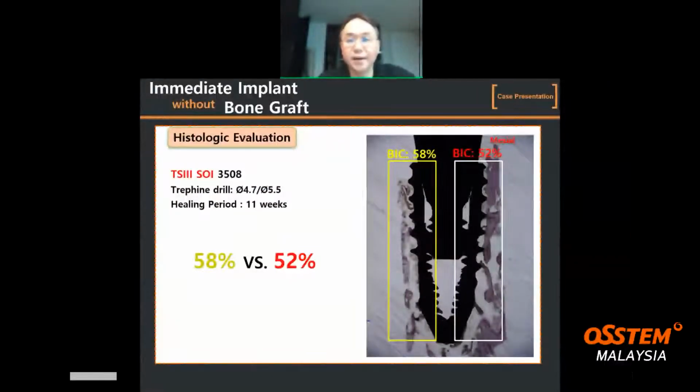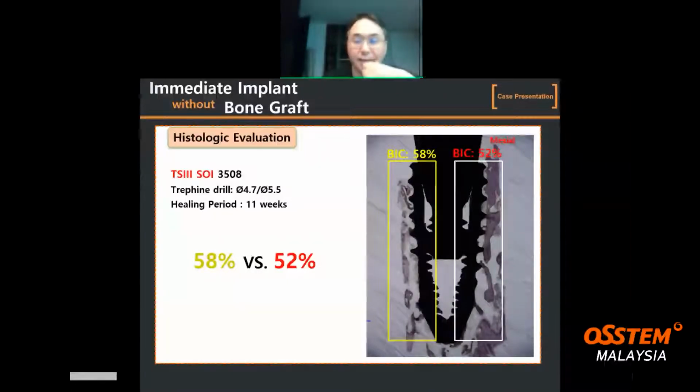This is a result of the histologic evaluation. The medial side without bone contact, the BIC was 52%. How about the distal side with bone contact? In the distal side, the implant was placed inside the native bone. On the medial side, there was no bone support. The distal side, the BIC, bone implant contact ratio, was around 58%. Not too bad.